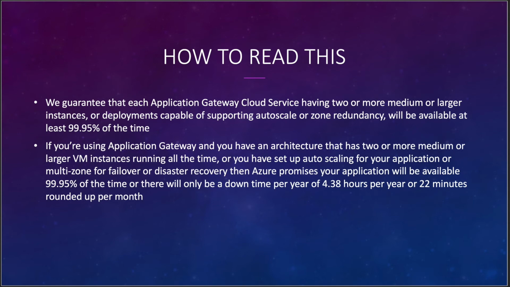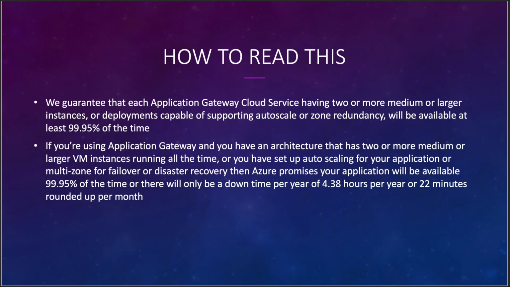99.95% of the time. So if you're using Application Gateway and you have an architecture that has 2 or more medium or larger VM instances running all the time, and you have set up auto scaling for your application or multi-zone for failover or disaster recovery, then the only promise is that your application will be available 99.95% of the time, or down 4.38 hours per year, or about 22 minutes rounded up per month. It's really super close to 22 minutes. And that's how you read it.